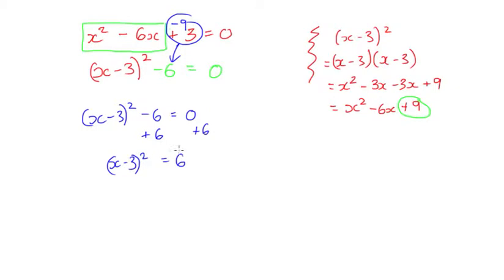Now I want to take the square root of both sides. So x minus 3 is what I get if I take the square root of the left side, equals the square root of 6 on the right side. What I must remember though is anytime I take a square root, I get a positive solution and a negative solution. So x minus 3 equals plus or minus the square root of 6. And the last step is to add 3 to both sides. And so we get x equals 3 plus or minus the square root of 6.